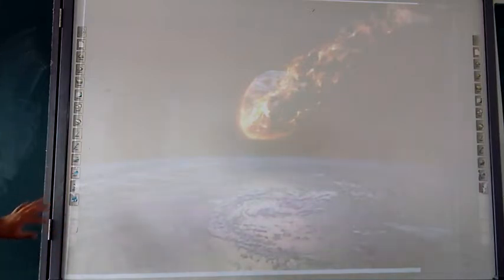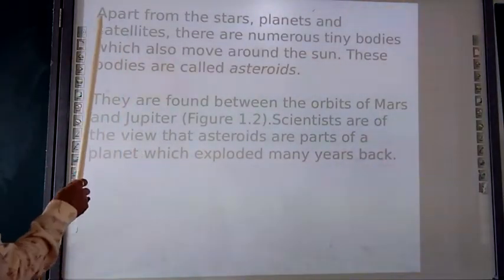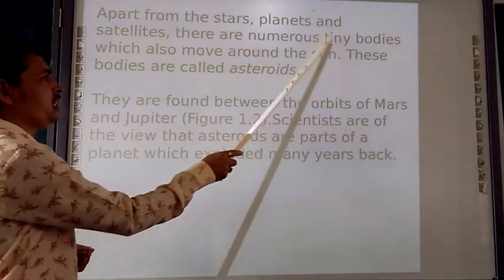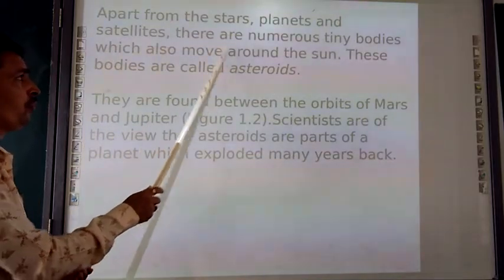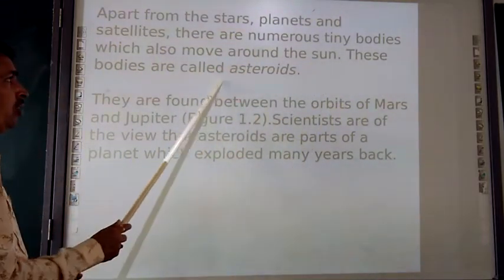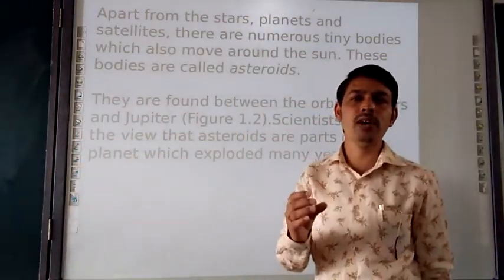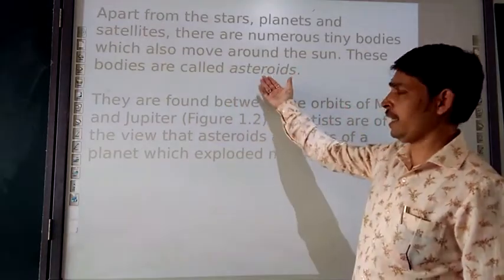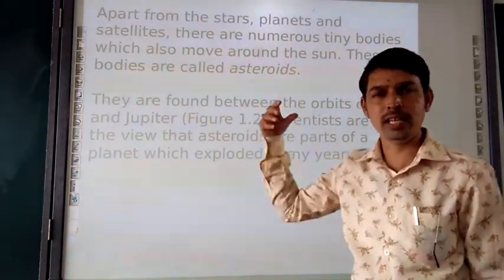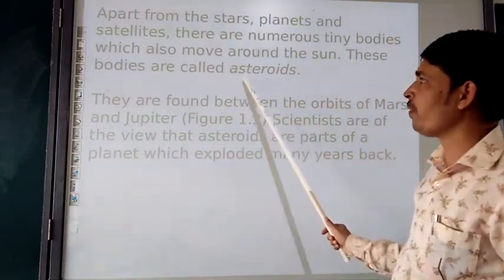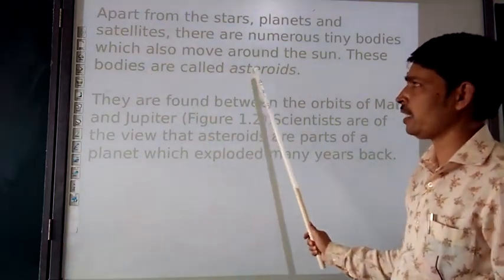The next, moving toward our concept. Apart from the star, planets and satellites, there are numerous tiny bodies which also move around the sun. These bodies are called asteroids. So we are going to have a discussion on the topic of asteroids. As I showed you earlier in the photograph, the things that move around the sun are called asteroids.